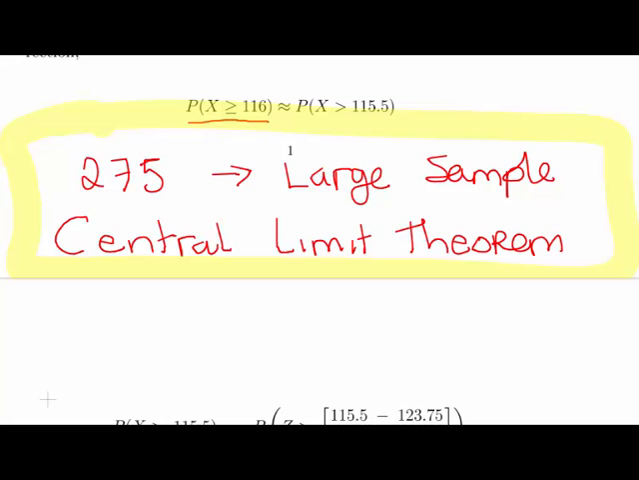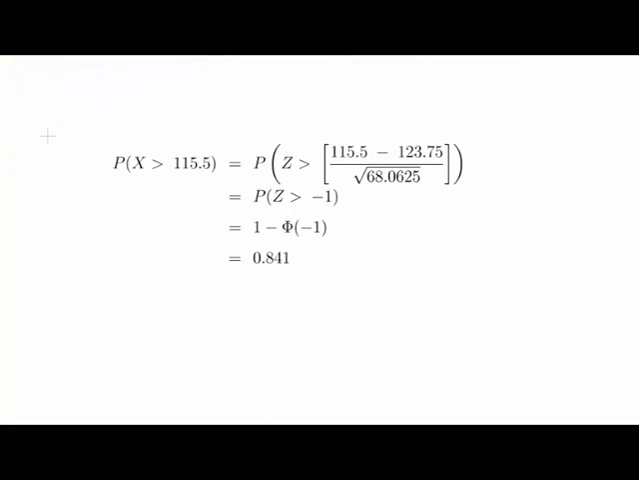Now, after that, this is very much calculating a normal distribution probability. So the probability of X greater than or equal to 115.5. The z-score there should work out to be very close to -1. So you should get an answer there of 0.841.